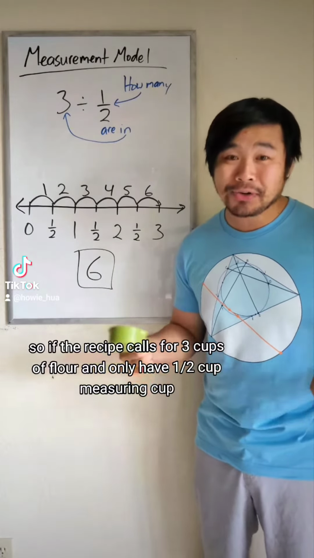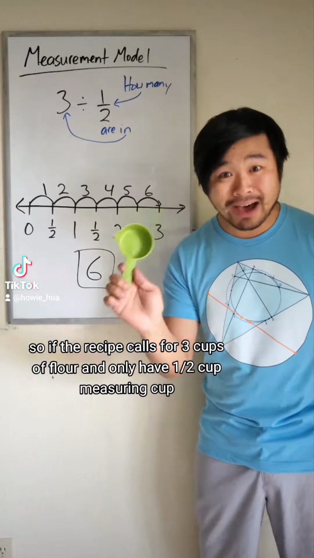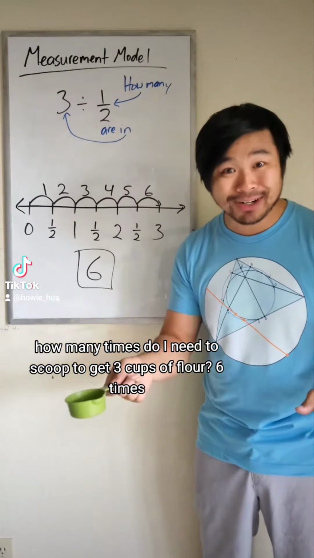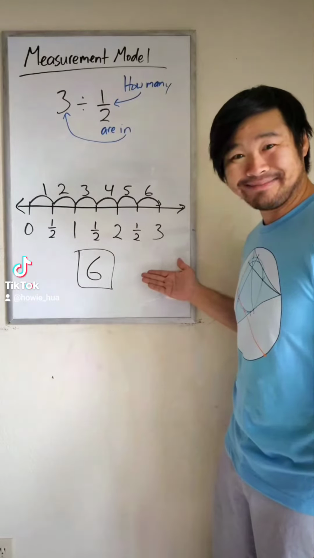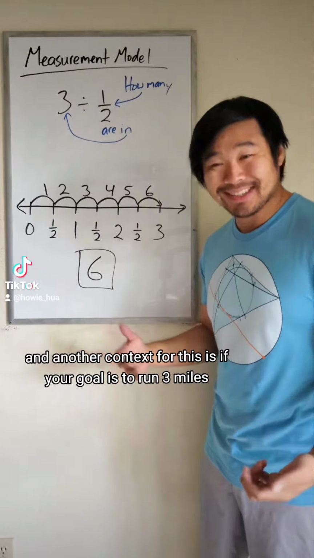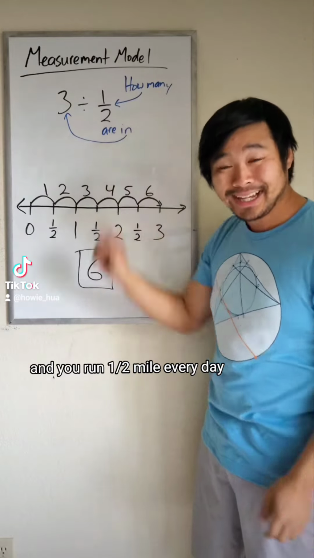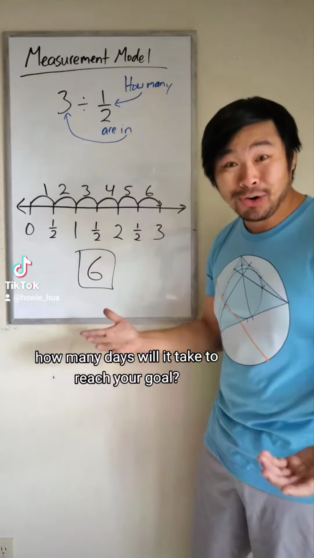So if the recipe calls for 3 cups of flour and I only have a 1/2 cup measuring cup, how many times do I need to scoop to get 3 cups of flour? 6 times. And another context for this is, if your goal is to run 3 miles and you run half a mile every day, how many days will it take to reach your goal?